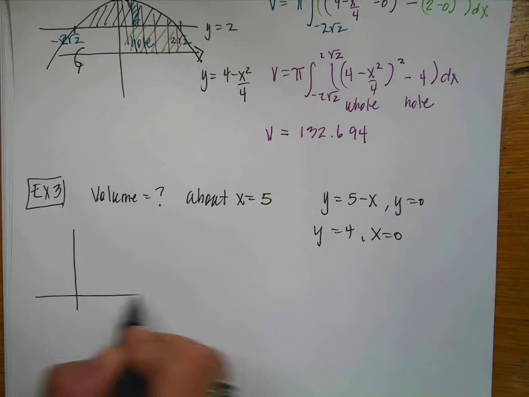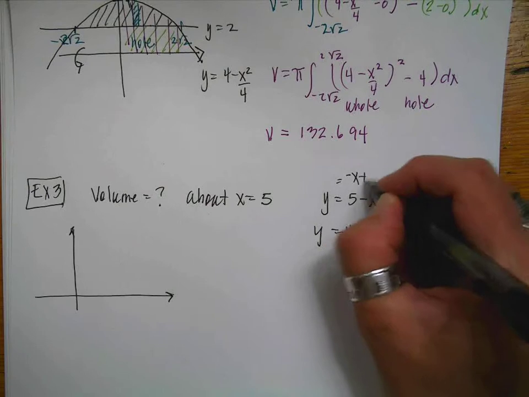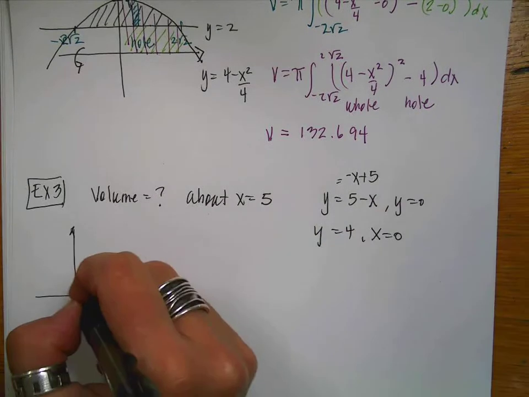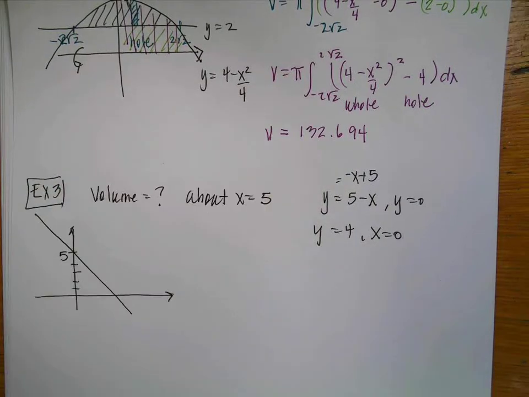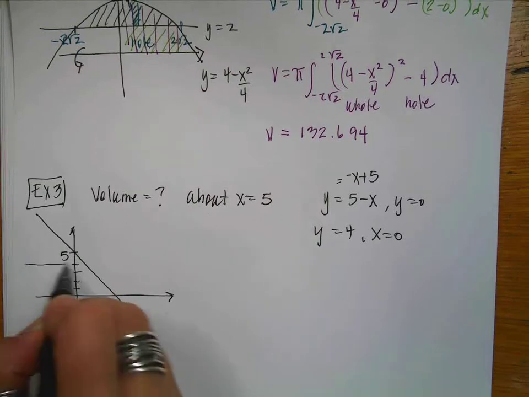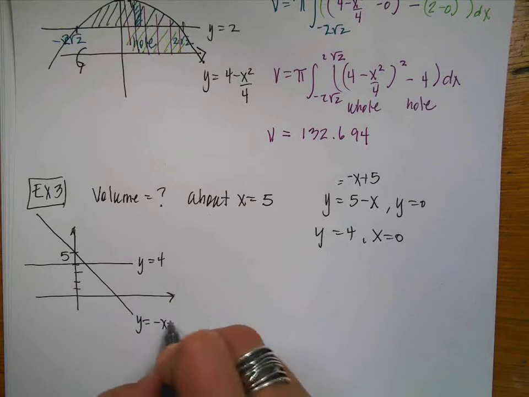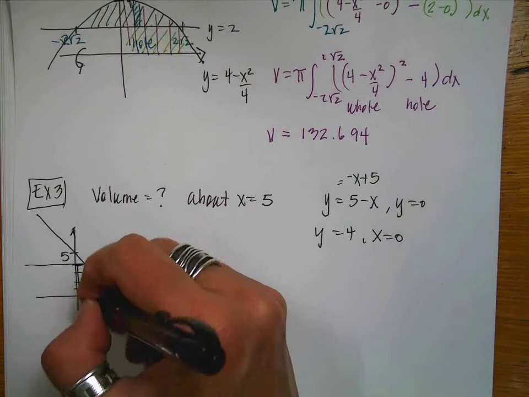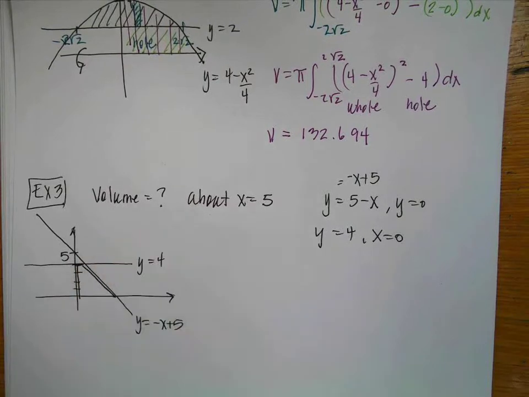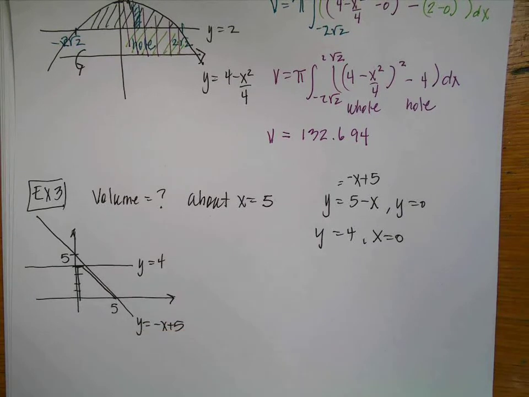The first thing that I'm going to do is graph my region. So y equals 5 minus x is the same thing as negative x plus 5. So 1, 2, 3, 4, 5, and this guy's going to go this way. Then I have the line y is equal to 4, so I'm going to draw that one in there. So there's y equals 4. This is y equals negative x plus 5. Y is 0 and x is 0. So I have this weird little truncated image. This x-intercept is actually 5.